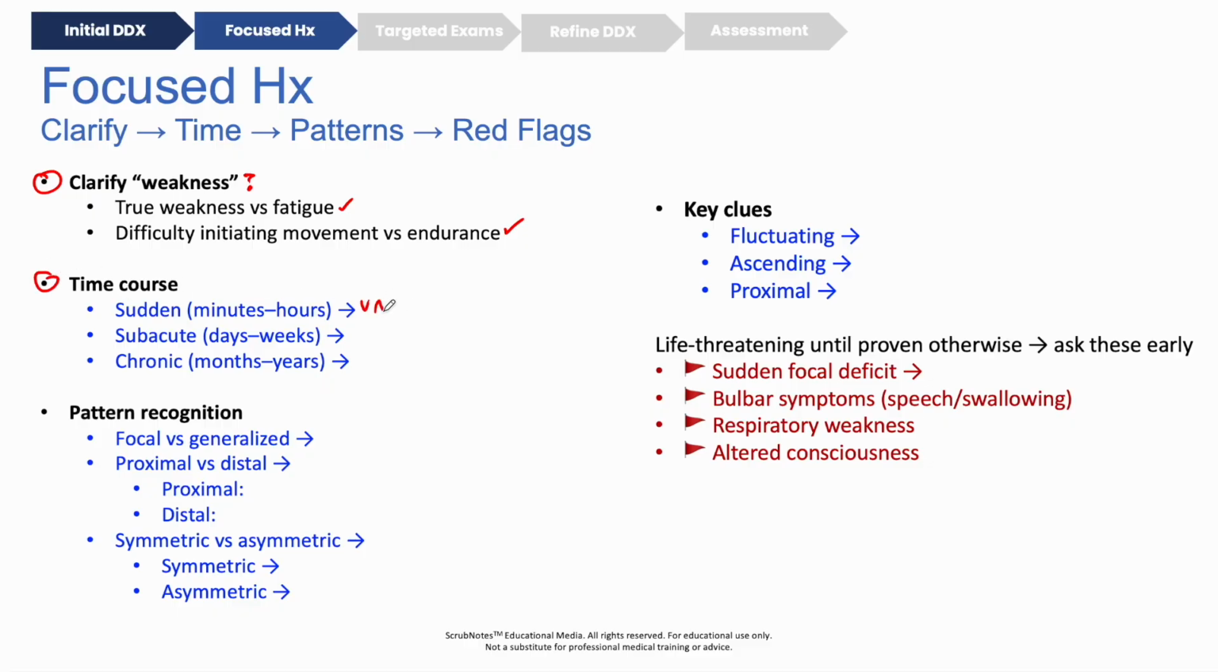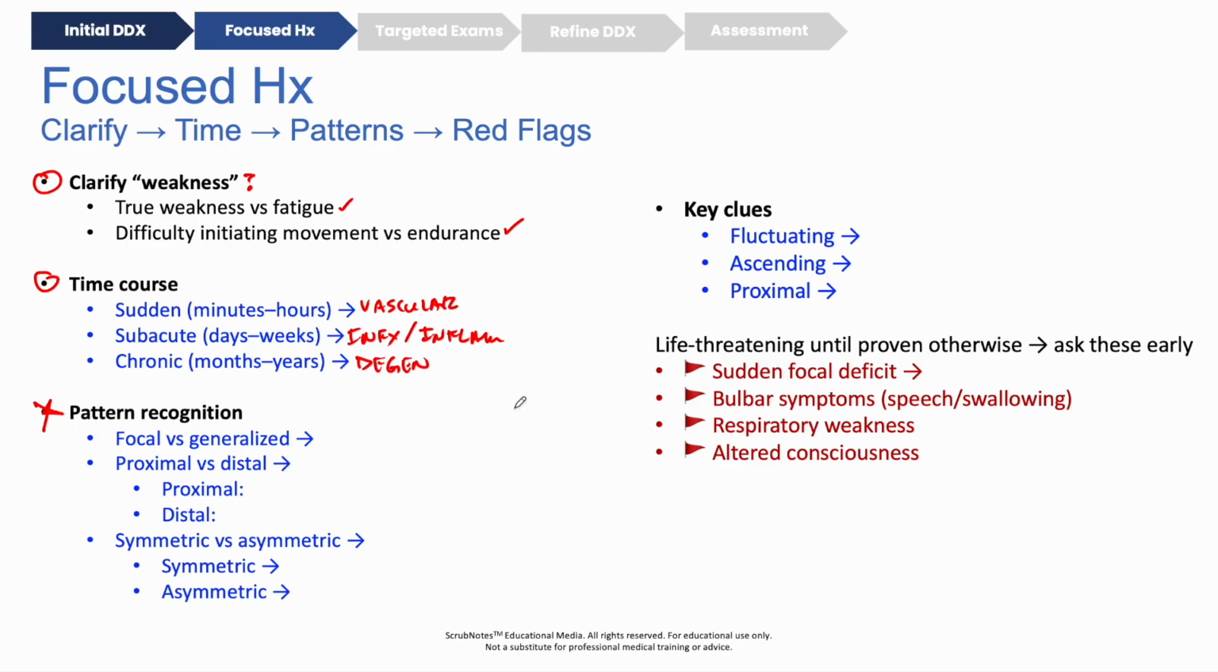Next, we'll look at time course. Sudden onset in minutes to hours, think vascular or metabolic. Subacute, so days to weeks, think infection or inflammation. If it's chronic, like months to years, think nerve or muscle.